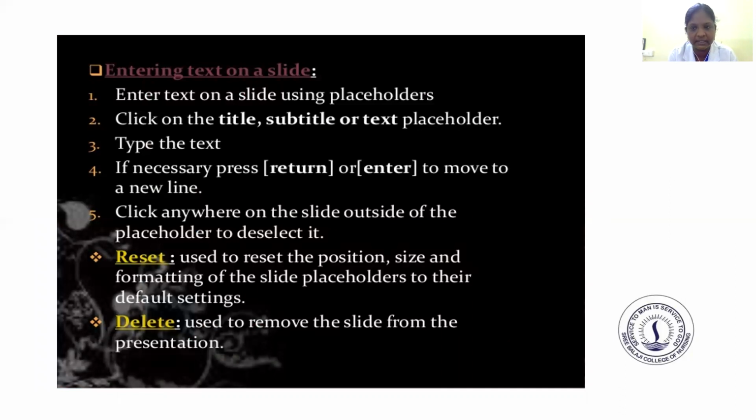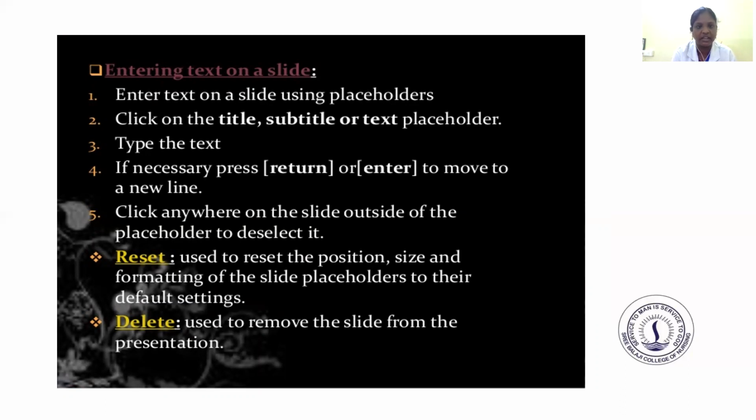Then entering text on the slide. How to enter text on the slide? First, enter text on the slide using a placeholder. Next, click on the title, subtitle, or text placeholder. Third, type the text. Fourth, if necessary, press Return or Enter to move to a new line. Fifth, click anywhere on the slide outside of the placeholder to deselect it.